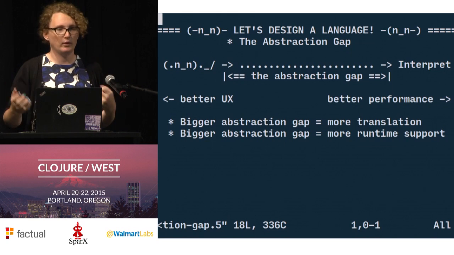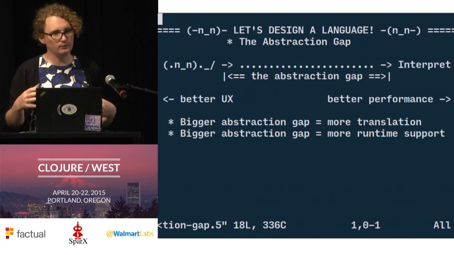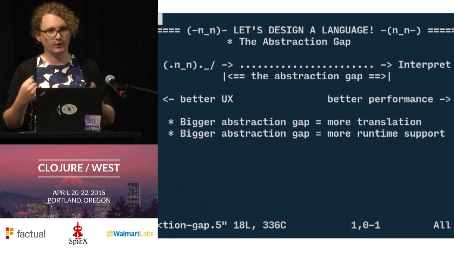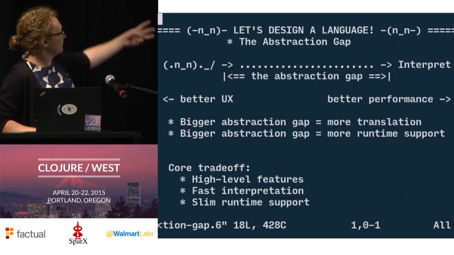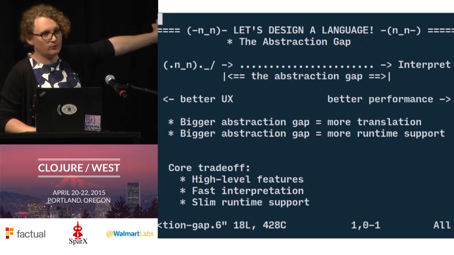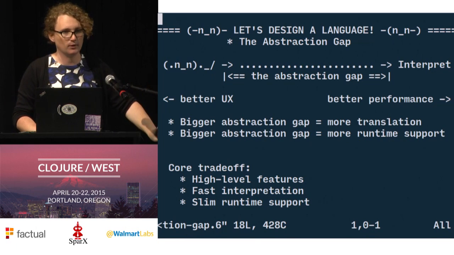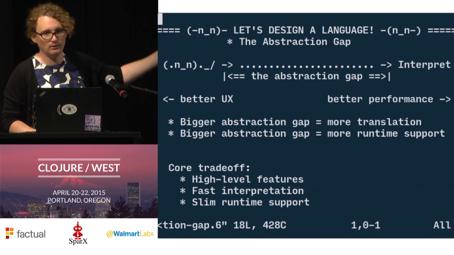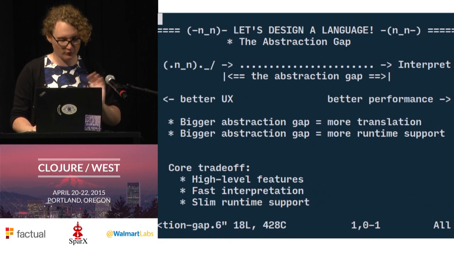So depending on what you're doing and where your domain is, you may want to make very different trade-offs in these cases. So these are the three things that you'll have to trade off between: high-level features, fast interpretation, and slim runtime support. Cool? So understand where you are in those trade-offs.